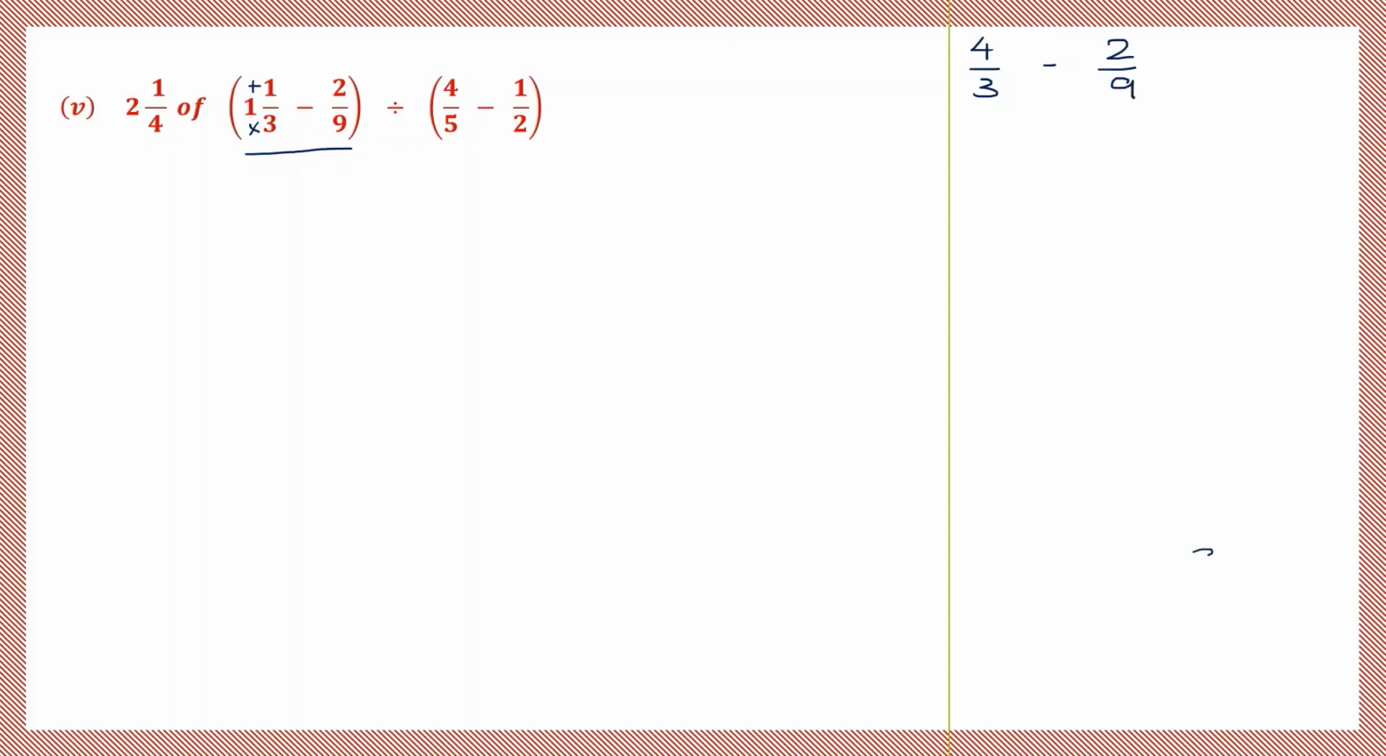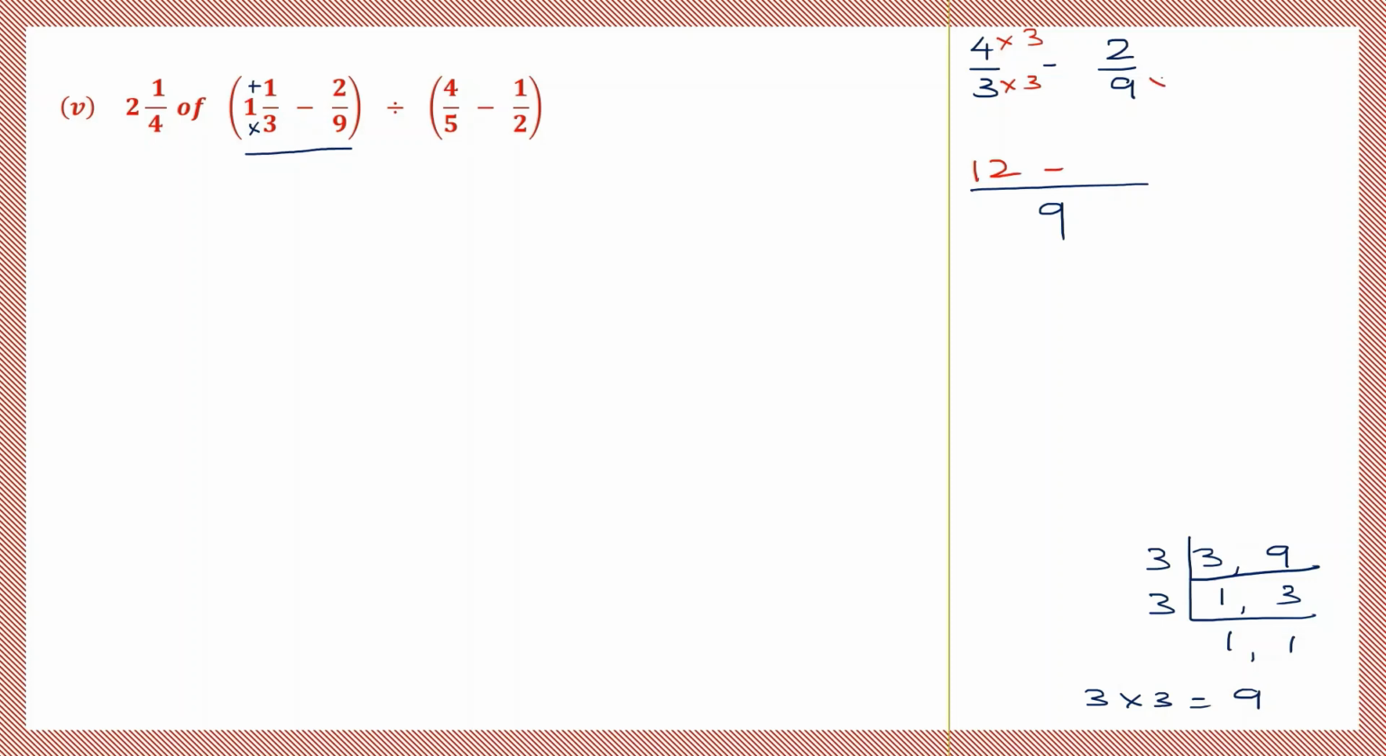Now we need to find the LCM of 3 and 9. So whenever it's addition and subtraction, we must find the LCM. 3 ones are 3, 3 threes are 9. Then we continue 3, 1 and 1. So LCM is 3 into 3, 3 threes are 9. So let's use that 9 here and 3 threes are 9. So I multiply 4 into 3. 4 threes are 12 minus 9 into 1, so 2 ones are 2. 12 minus 2 is 10. 10 by 9. So we can write that here.